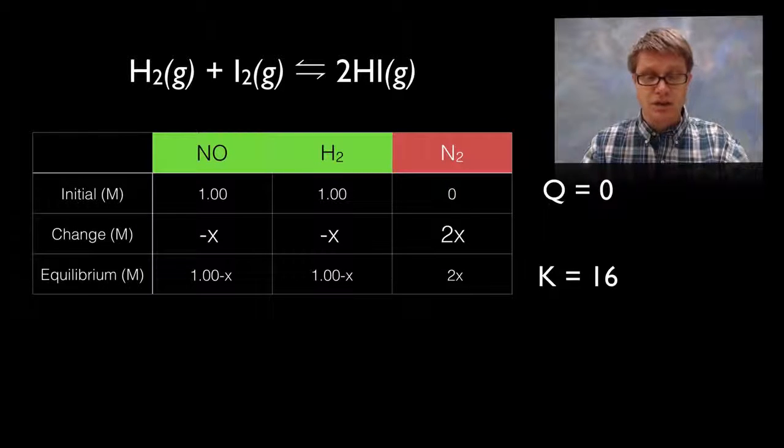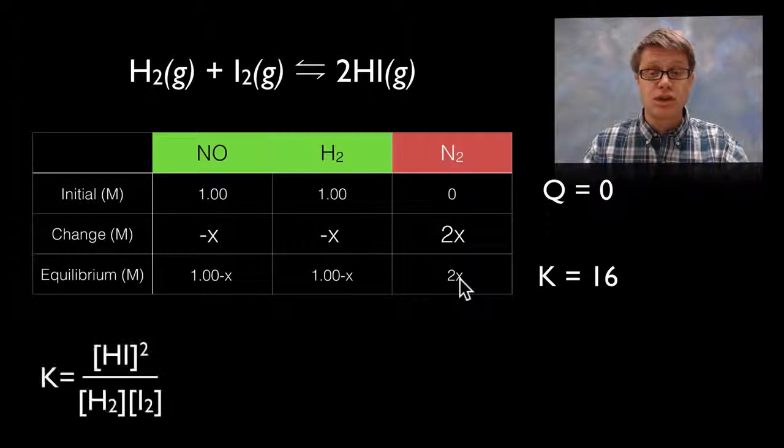I could just figure this out. So I'm going to put my 1 minus x here, and I'm going to figure out my equilibrium point. Again, I don't know what x is, but now since I know what my K value is, I know that is equal to 16, and I only have one variable, so I should be able to solve for that. So how would you set that up?